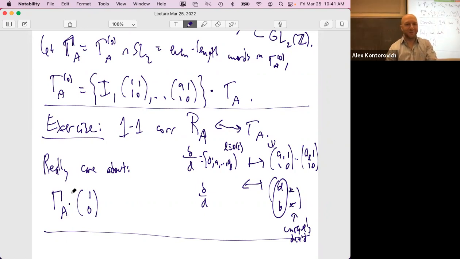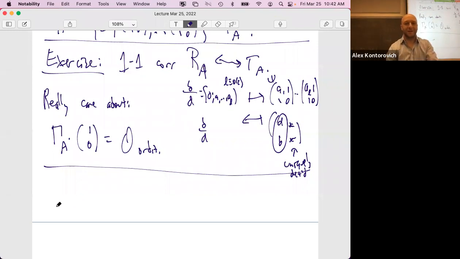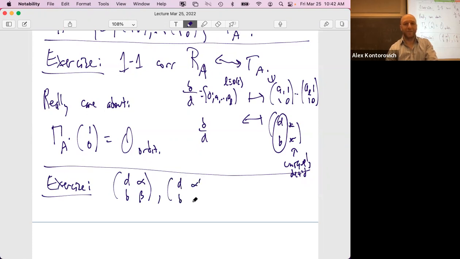Let me just finish writing what we really care about. So you see that this is the first columns. This thing is this orbit O. That's what we really care about. Now to get right to your question, let's make another little exercise. Determinant 1, yes, it has to be. If I have a matrix with B D, and I don't know what to call this, alpha beta, has determinant 1, and the same B D but different alpha prime, beta prime are in SL2Z.